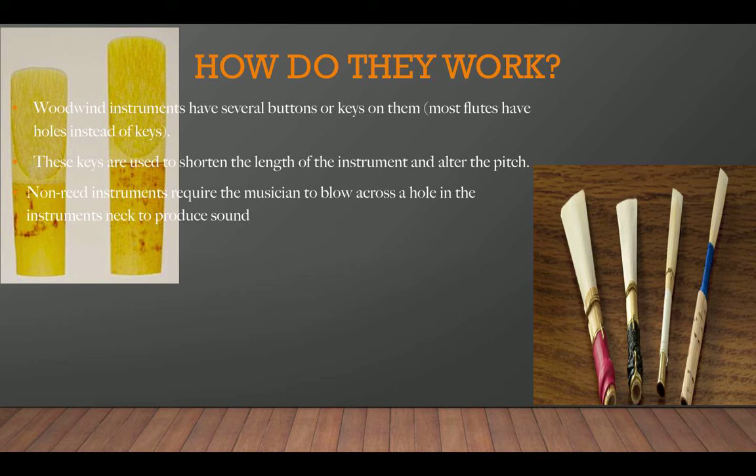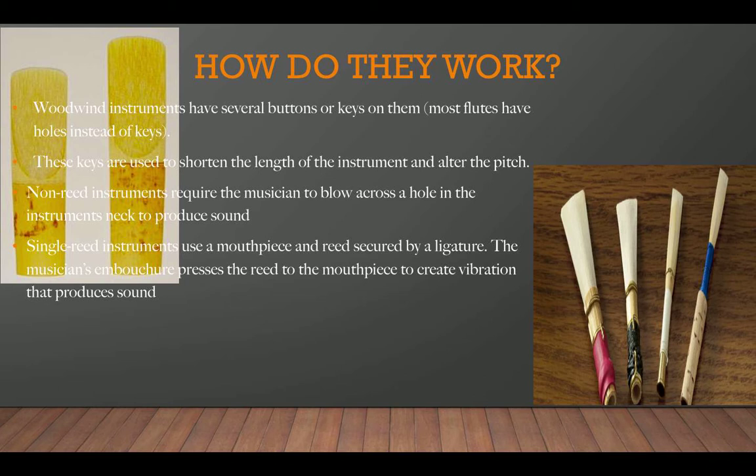Now, single-reed instruments are a little bit different. If you look at a clarinet or a saxophone, the very top of the instrument that you put in your mouth is called the mouthpiece. There's a little metal ring with two little turning knobs on it. That's called the ligature. And then there's the reed. How that works is the musician places the reed onto the mouthpiece, puts the ligature on top, secures it in place, and then by pressing the mouthpiece and the reed together with their embouchure, it produces a vibration that makes the sound.